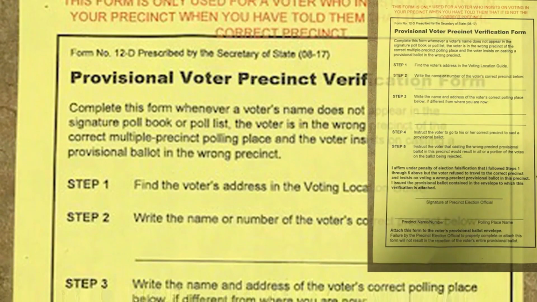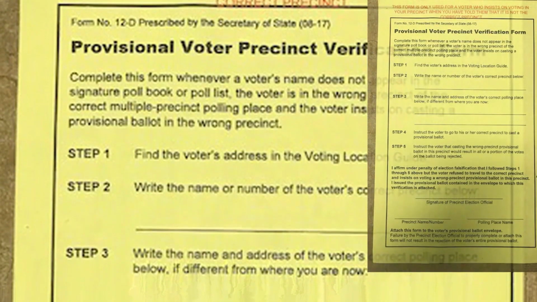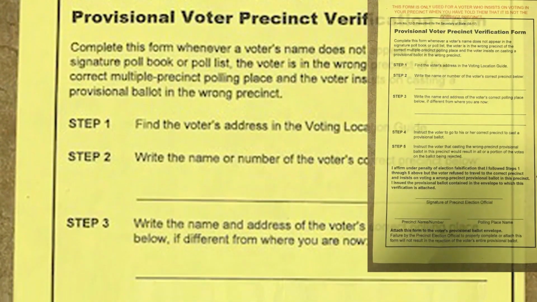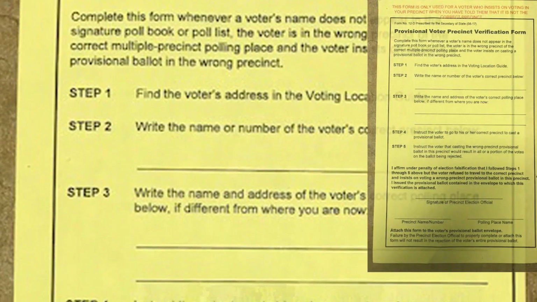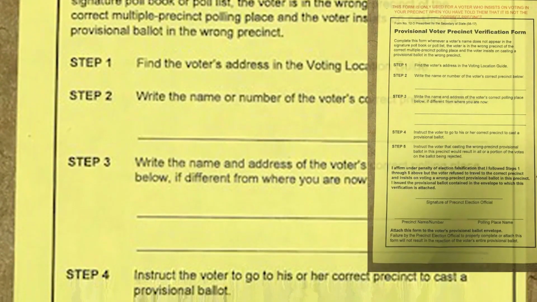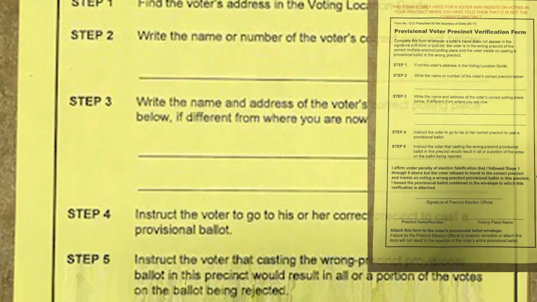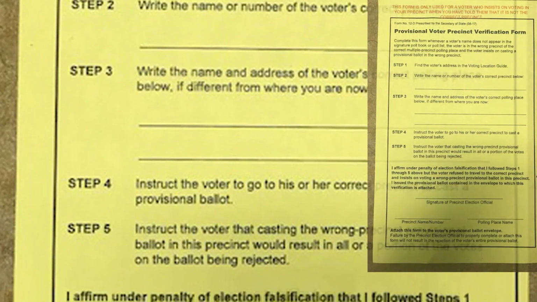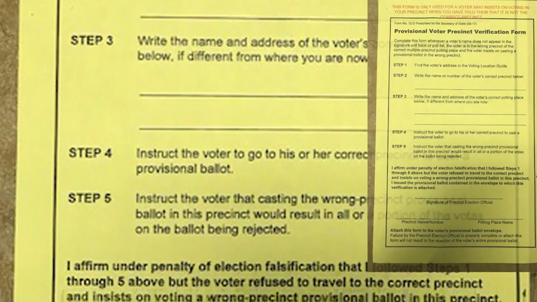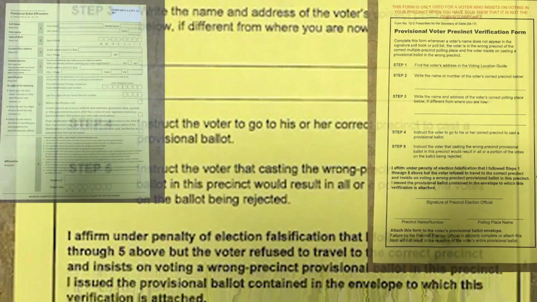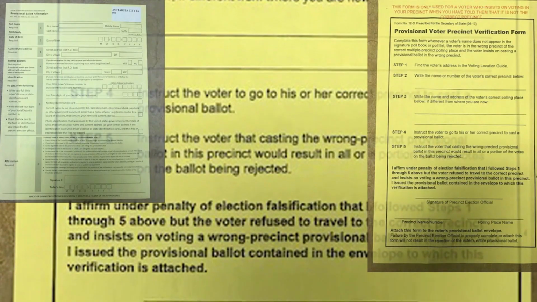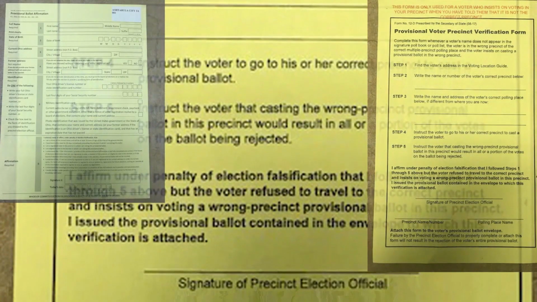The 12D form is what we call the ornery voter form. These are voters who, for whatever reason, refuse to be redirected to the proper polling location. The 12D form protects you from a he said, she said scenario. This form proves that you did your job in trying to redirect the voter to their proper location and they refused. Attach this form to the completed 12B envelope.